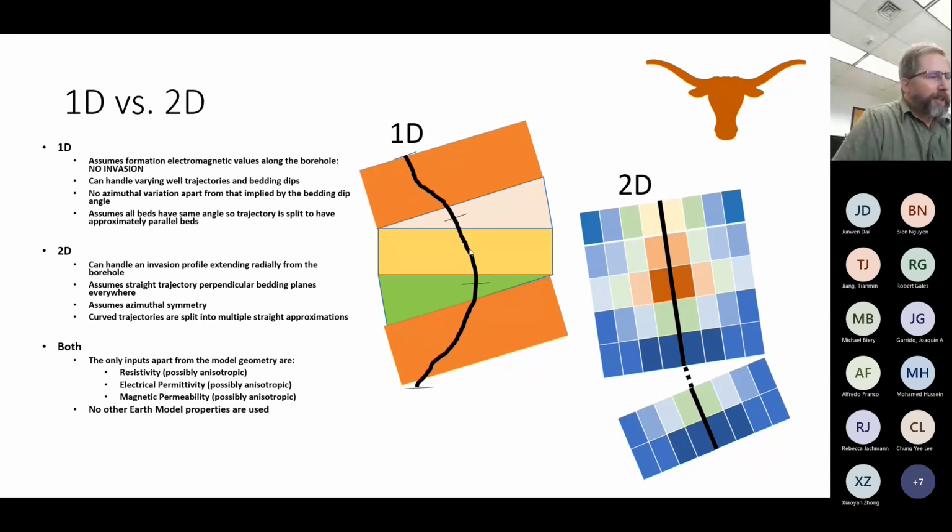So you can see these take up two different cases, and each has its own approximations and handles different types of calculations. All of them assume azimuthal symmetry, at least in the layers. And as far as I know, the only things they take into account are resistivity, permittivity, and permeability. Other than the geometry, I don't think any other values are taken into account.